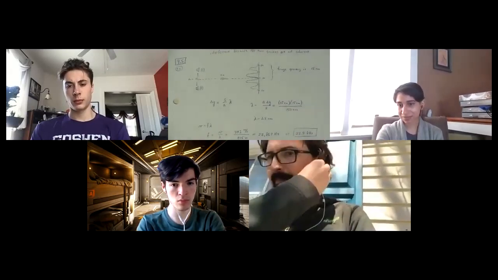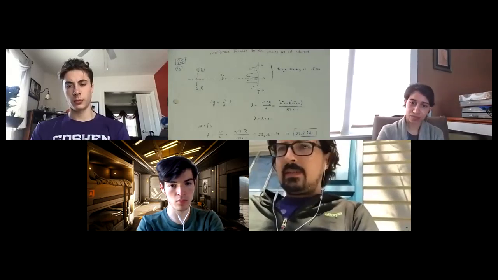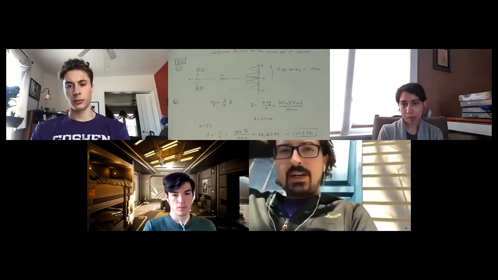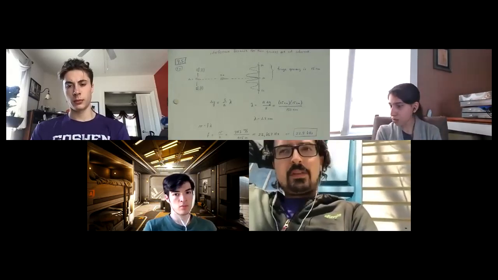All right, let's move on quickly. We're going to run out of time here. Number 5. What was this one again? The main question was, why is it a trough in the middle?